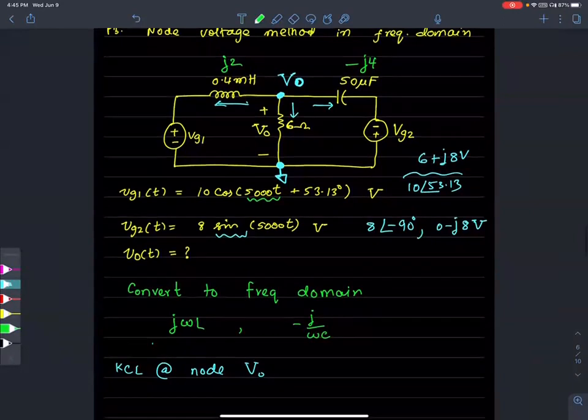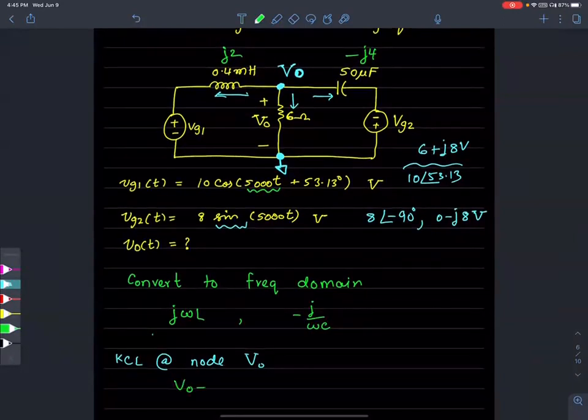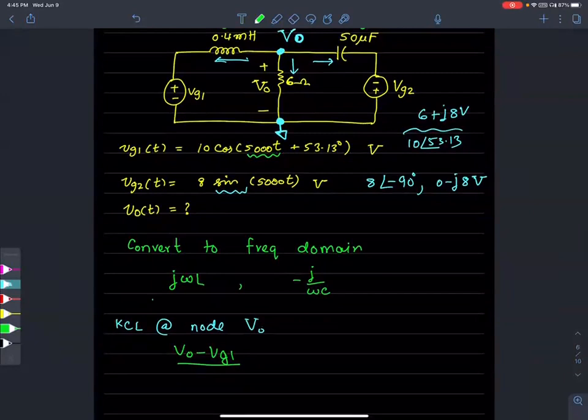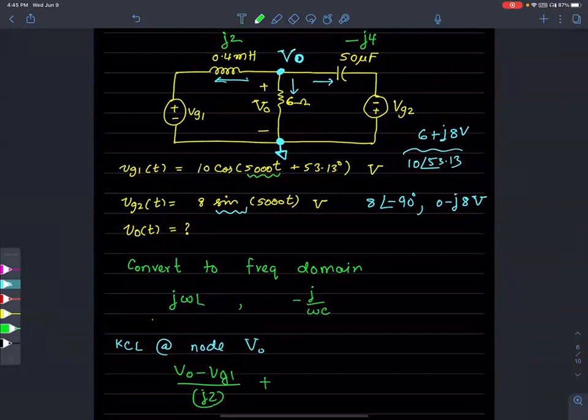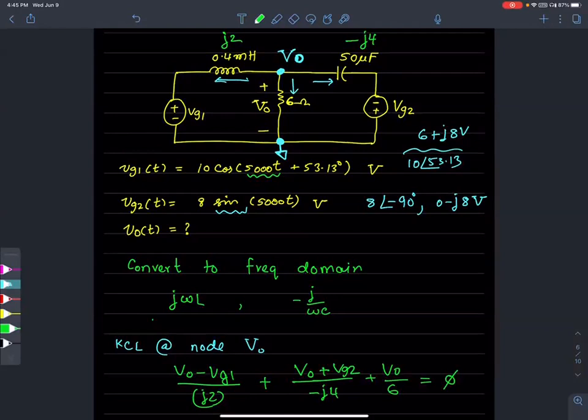V out over, VG1 over J2. Negative J2? J2 is, yeah, correct, just J2. Plus V out plus VG2 over negative J4. And then V out over 6 ohms equals 0. Thank you. Correct.